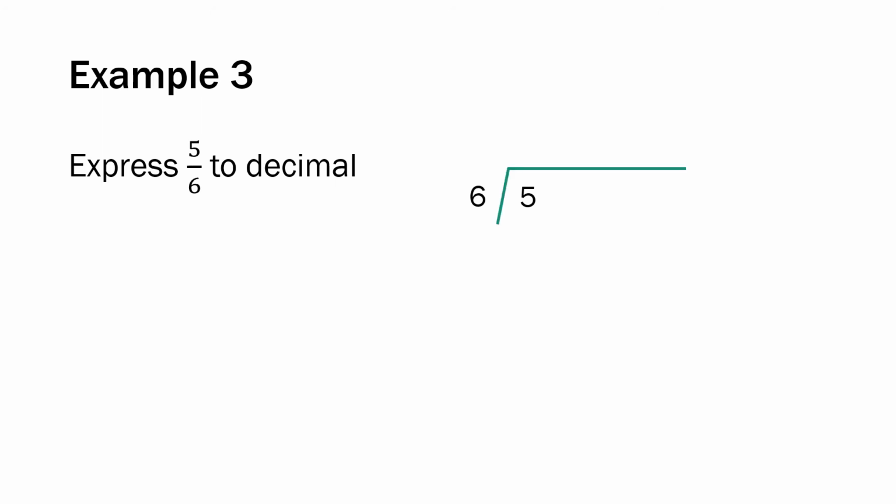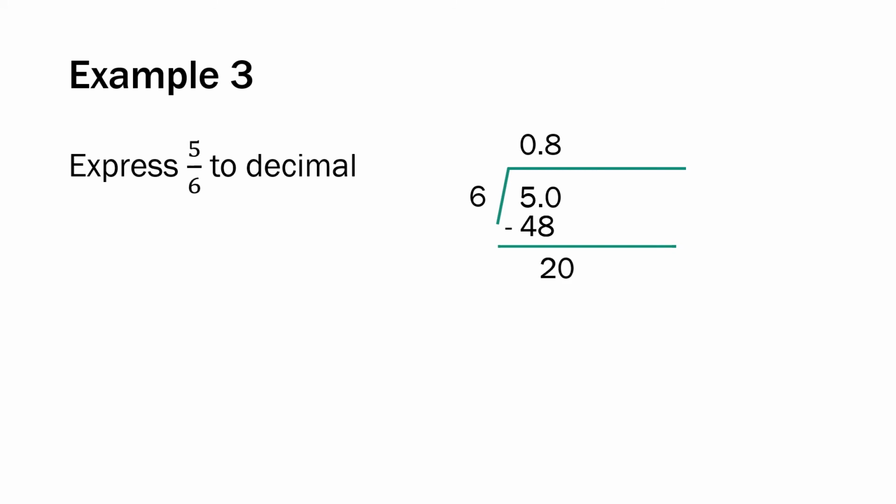Let's have an example. Express 5/6 to decimal. So 5 is our numerator divided by 6. Now, 5 cannot be divided by 6. That's why you need to use 0. So 50 divided by 6, that will be 8. So 8 times 6, that will be 48. Then it will be subtraction. So the difference would be 2.